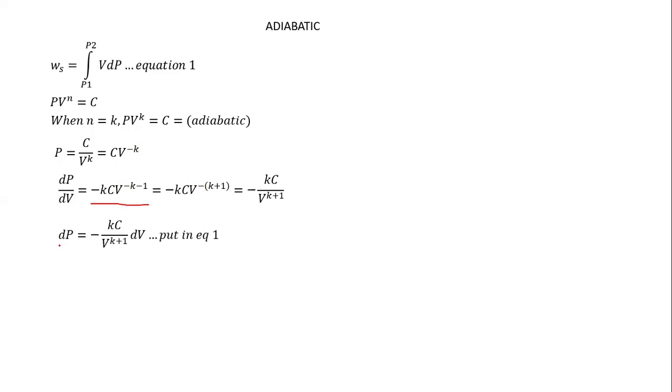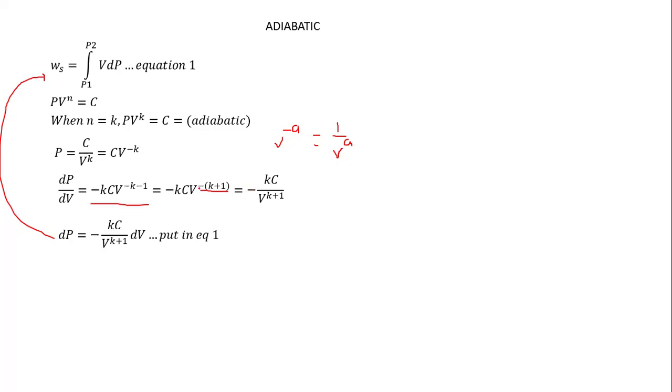So I can make dp the subject by sending dv over to multiply the expression, and I can put that into equation 1, right? What's happening over here is that if we have v to the power minus something, it is equal to 1 over v to the power of that something.